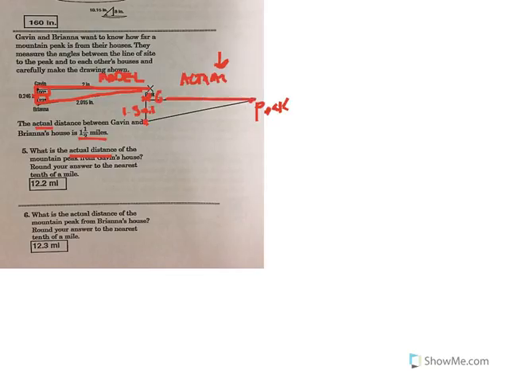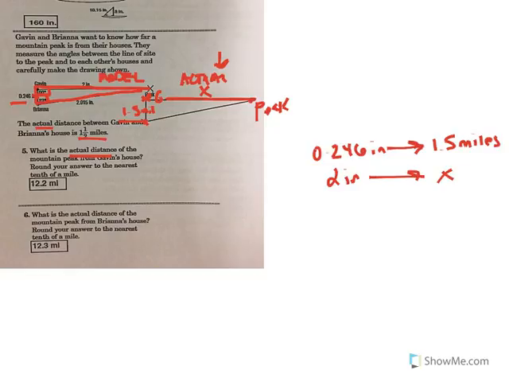and it's the distance from Gavin's house to the mountain peak, okay? So if we look at the triangles up here, our corresponding sides are going to be the distance between the two houses, so that's 0.246 inches is to 1.5 miles. Now we're looking for the distance on the top, right? From Gavin's house to the mountain peak in the model is 2 inches. And then in actual life, it's X. We don't know what it is. Okay? So our units line up, so we know that we've set up the proportion correctly.